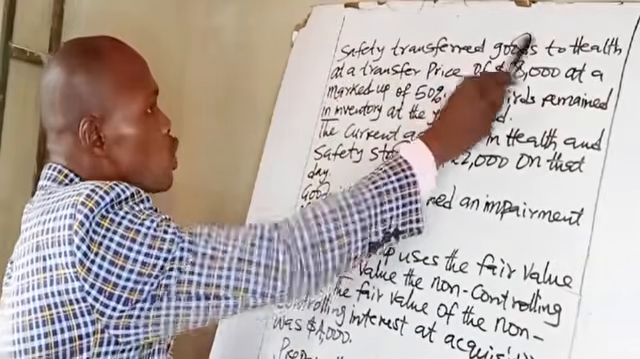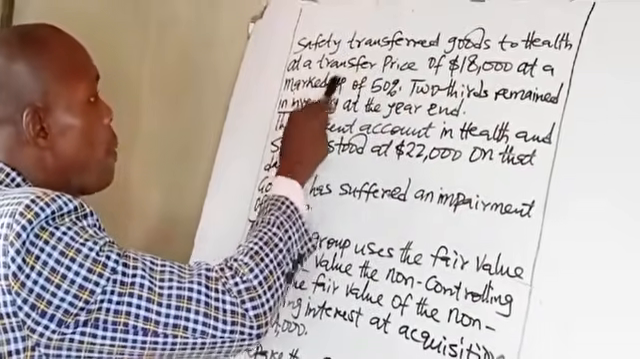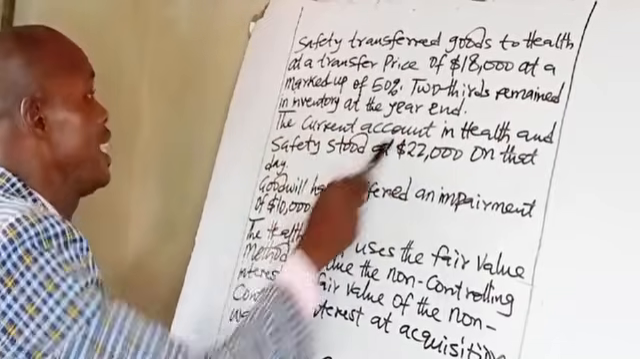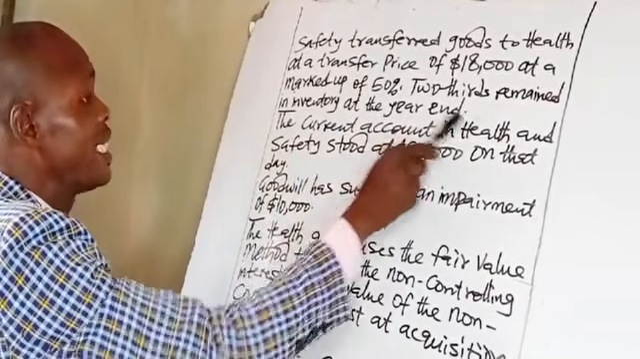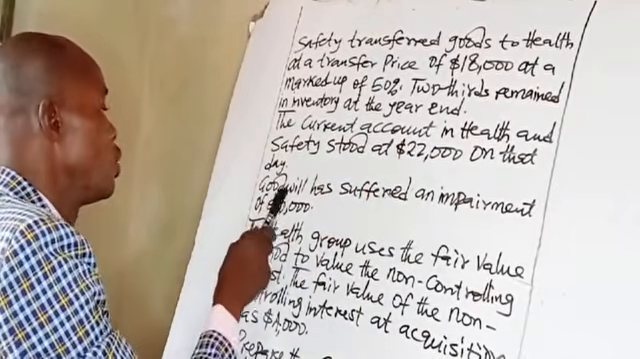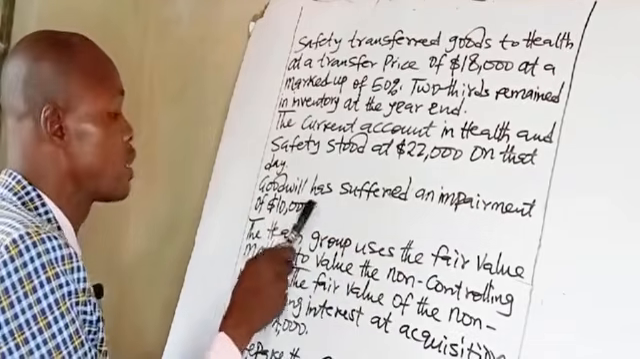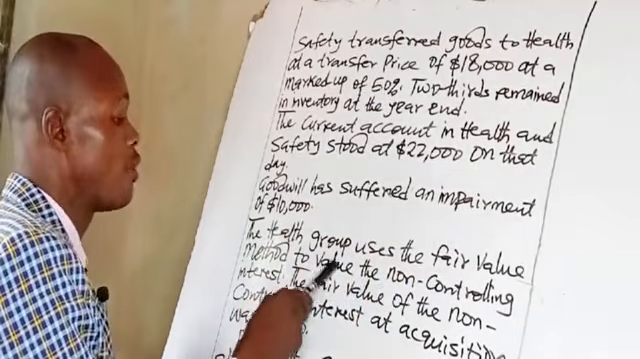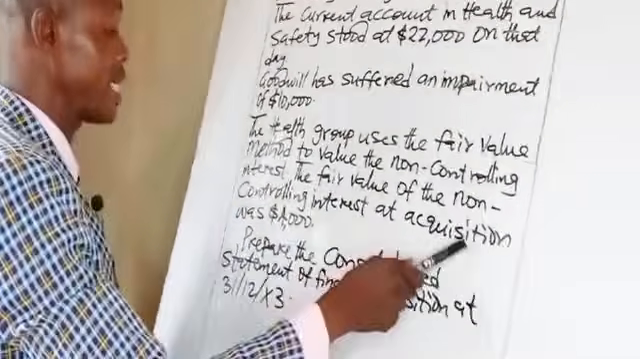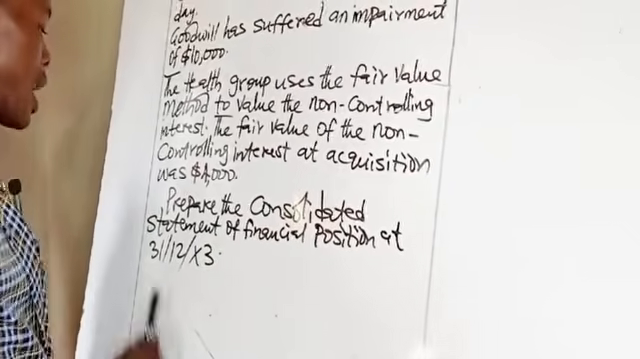Safety transferred goods to Hertz at a transfer price of $18,000 at a markup of 50%. 2/3 remains in inventory at the year end. The current account in Hertz and Safety stood at $22,000 on that day. Goodwill has suffered an impairment of $10,000. The Hertz Group uses the fair value method to value the non-controlling interest. The fair value of the non-controlling interest at acquisition was $4,000. Prepare the consolidated statement of financial position at 31st December 2023.